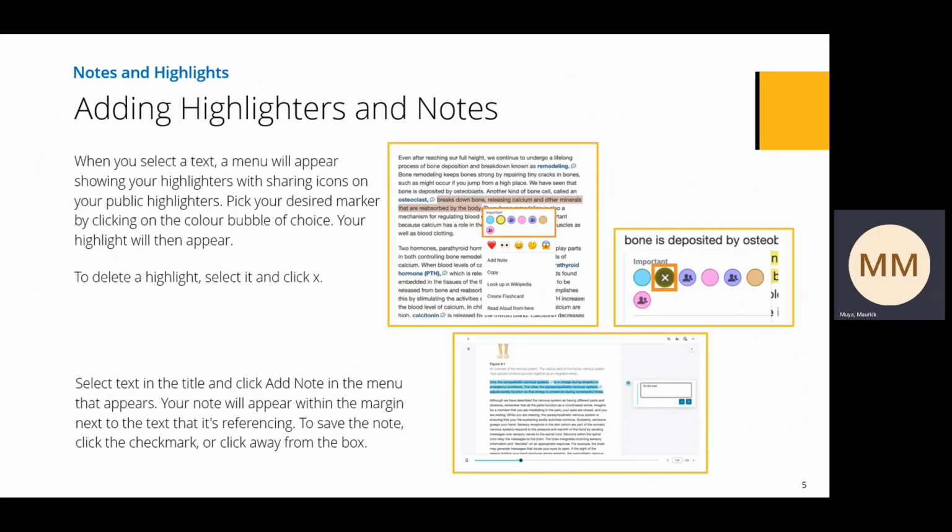So adding highlighters and notes. So when you select a text, a menu will appear showing your highlighters with your sharing icons on your public highlighters. So pick your desired marker color, whatever you want, and then the highlight will appear. So to delete the highlight, just click on X. So select a text in the title and click add note in the menu that appears. Your note will appear within the margin next to the text that it's referencing. So to save the note, click the check mark or click away from the box.